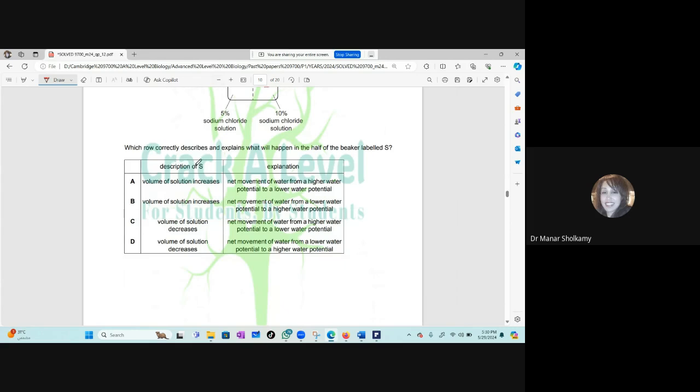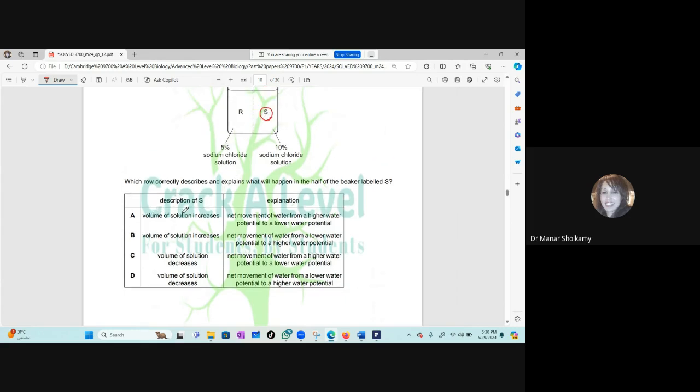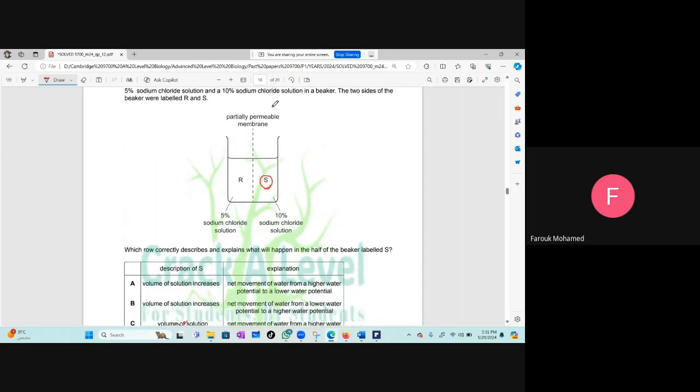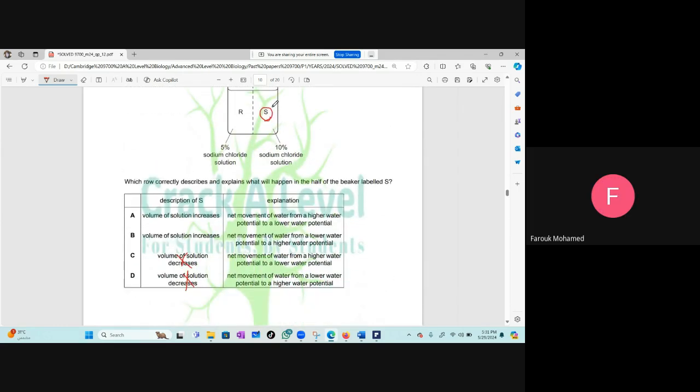Let's see. Description of S. Volume of the solution will increase or volume of solution will decrease. First, I want to choose A, B, C, or D. The volume of S will increase or decrease. Increase because the water will move in. Of course, it will increase. You are correct. So I will exclude C and D. Now, is it A or B? From high water potential to low water potential. Well done. Perfect. It is A.